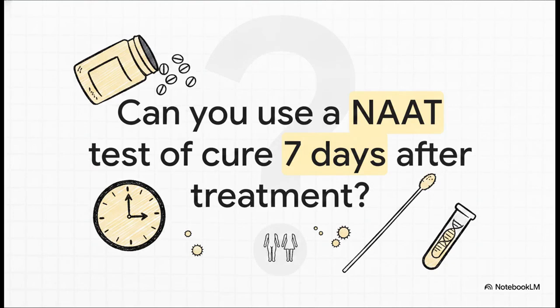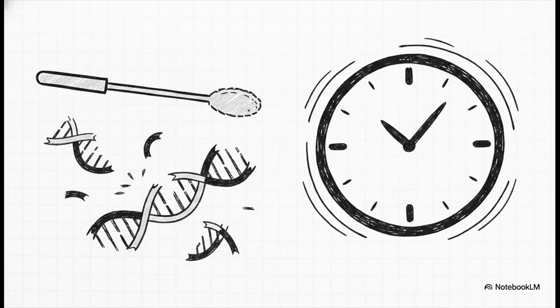Finally, let me leave you with one last provocative question to really test your clinical instincts. A patient finishes their 7-day course of doxycycline for an uncomplicated genital infection. Can you use a nucleic acid amplification test, a NAAT, as a test of cure exactly 7 days after they finish their treatment? No way. The answer is a resounding no.